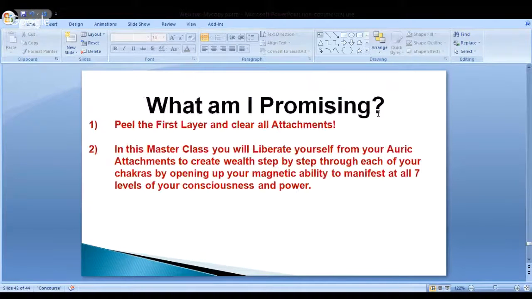First, I'm promising that when you attend this auric clearing masterclass, all your attachments on this upper superficial layer will clear. In this masterclass, you will liberate yourself from these auric attachments, which create wealth blocks, and through opening these, we will clear all the attachments in all your chakras. We'll go through all the 7 chakras. We'll clear all the blockages in all those 7 chakras, and all in the outer light body as well. So you've got a clearing that's completely profound, and it would clear at least 20 to 30% of all your attachments. That's a profound statement to make in itself.